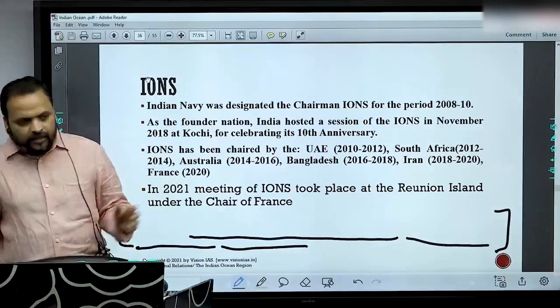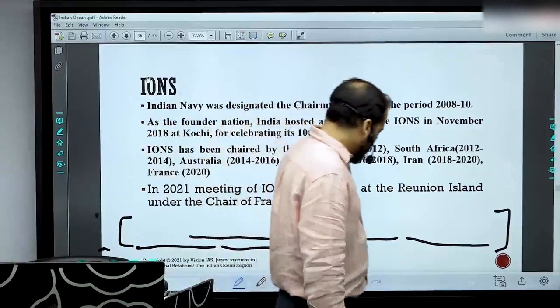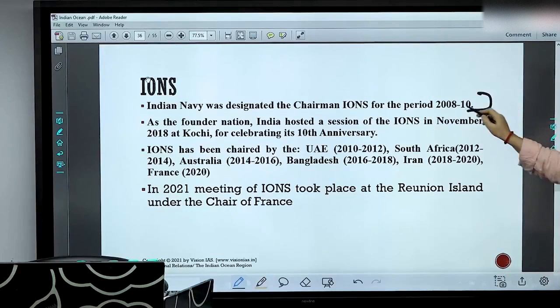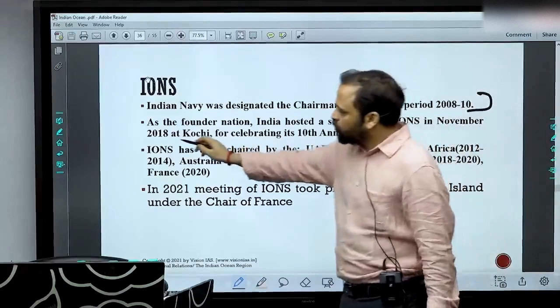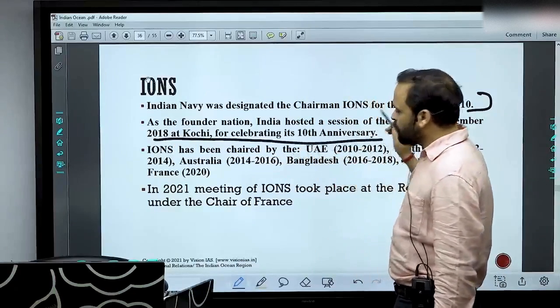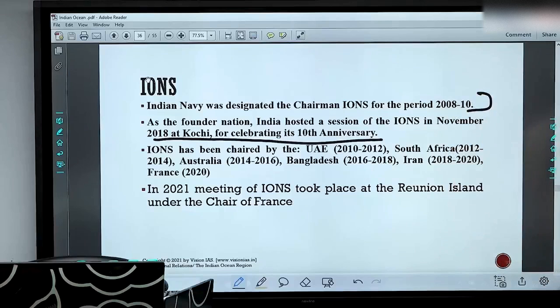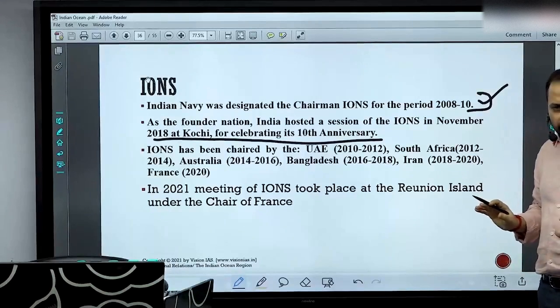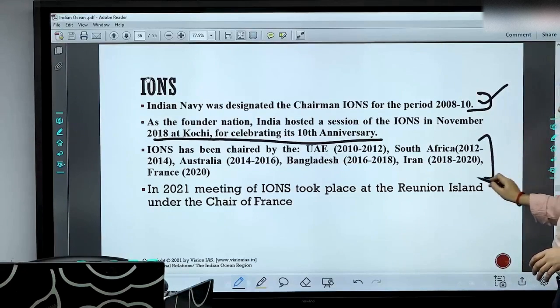Now the running information, meaning what has been happening in recent times. So the Indian Navy chaired it for the first 2 years, 2008 to 2010, and then subsequently it has been rotating. India also hosted a 10-year anniversary of the IONS. Whenever you read content, someone will be giving you information on any website, on any platform, this is what they will give. Is it necessary to remember? No. Beyond certain information, it is not necessary to remember information. You will find information like this.